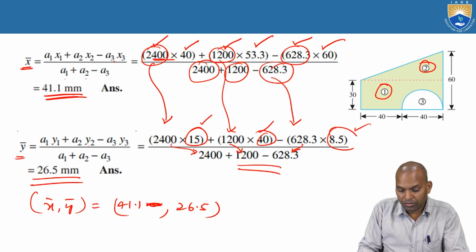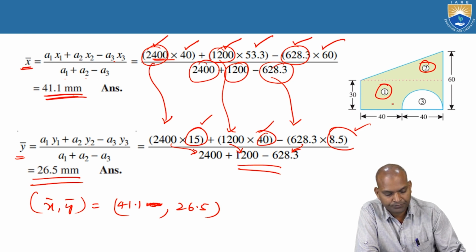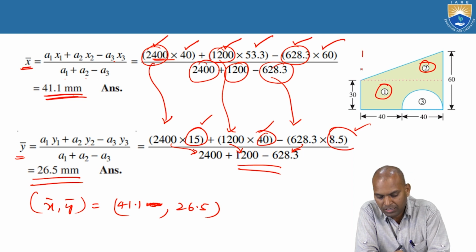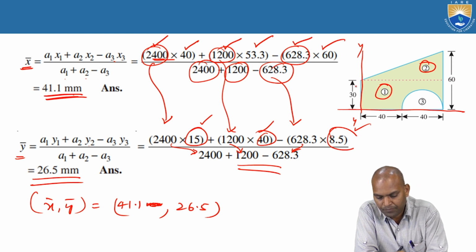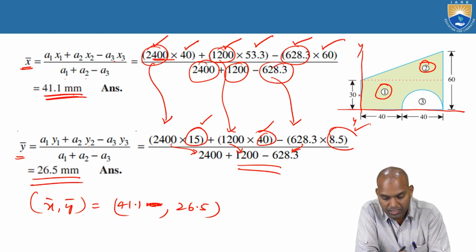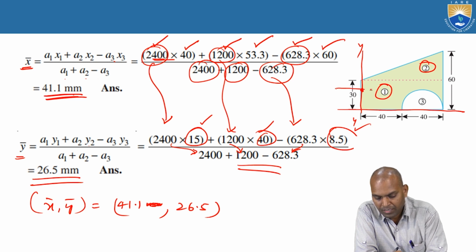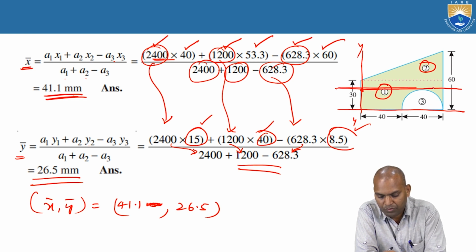Alright. Now how to locate here the centroid of this particular section. Bar x and bar y. This is the reference axis. Bar x is the horizontal distance, that is 41.1. What about bar y? 26.5. Vertically you have to mark it 26.5 approximately, above the line.